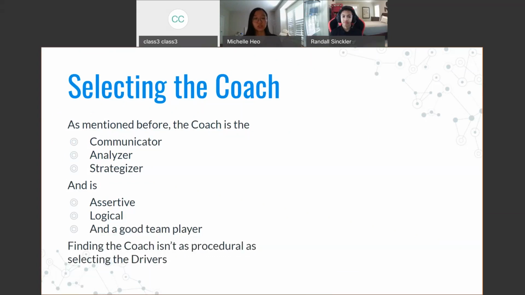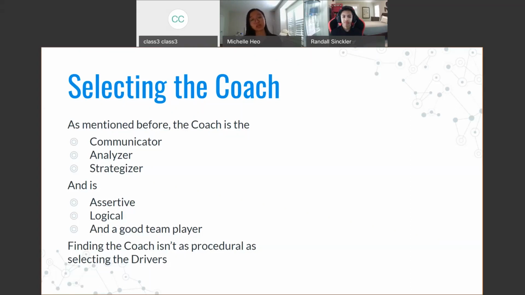The main thing you should keep in mind is that your coach is kind of like the glue between your drive team and your alliance partners. And so along with being all these fierce, dominant roles, they should also be a good team player, and finding this balance is really important. The driver should be compatible with the coach, and the coach should be compatible with the drivers.